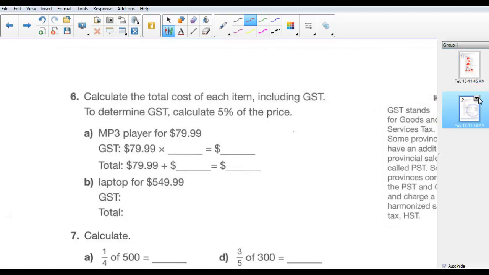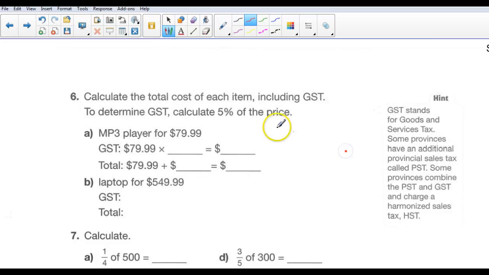All right, let's go to the other page. What other examples do we have here? Since we're working with money, we know that whenever you buy something at the store, you always have to pay 5% GST in the province of Alberta. So whatever I'm buying, I have to add 5% to it. Now I know that the cash register adds it for you, but wouldn't it be nice to know how much you're going to be paying in advance, before you get to the cash register? To calculate the total cost of each item, including the GST, determine the GST: calculate 5% of the price.